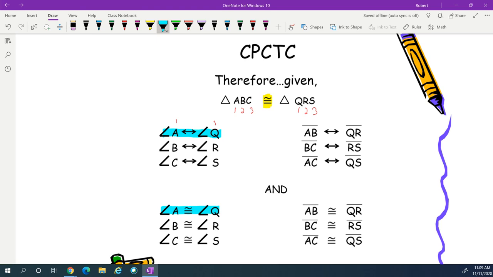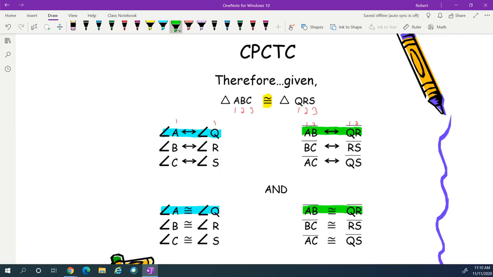And it works for the sides or the segments as well. Moving to the right side of the picture. Segment AB. Well, segment AB is 1, 2. Right? We're using the same numbering system. 1, 2. So the segment that goes from vertex 1 to vertex 2 is the same from the other triangle, vertex 1 to vertex 2. Those segments correspond with each other. They both go 1 to 2. So we know that AB is congruent to QR.